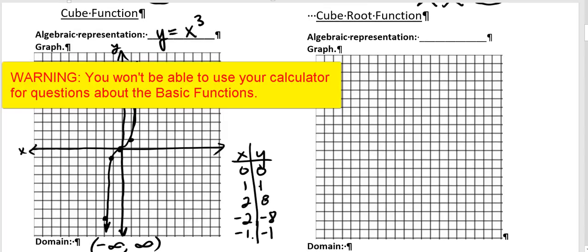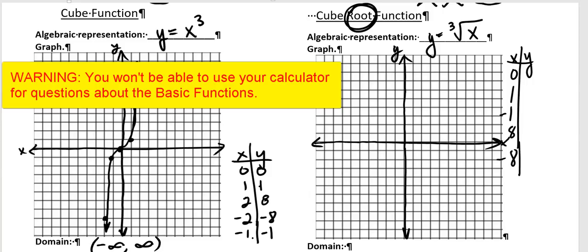Our next function is the cube root function. So make sure you're aware that's a root when you see these. So it's going to be y is equal to the cube root of x. So let's go ahead and graph this one. Choose some input values that we'll easily be able to take the cube root of. So 0 input gives me a 0 of output.